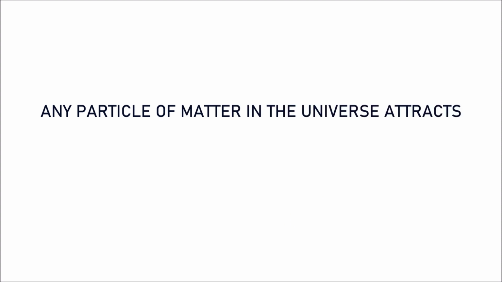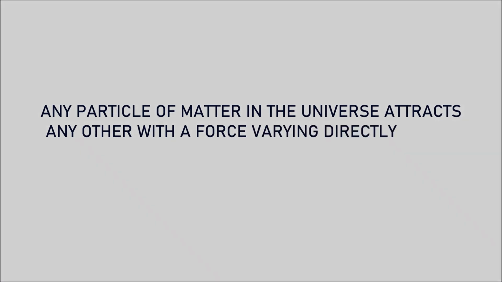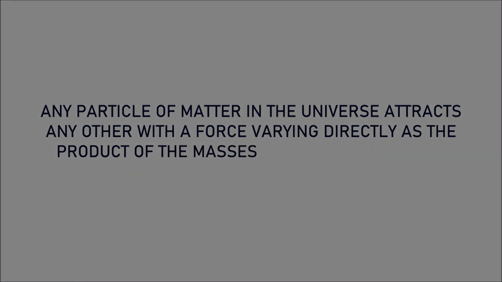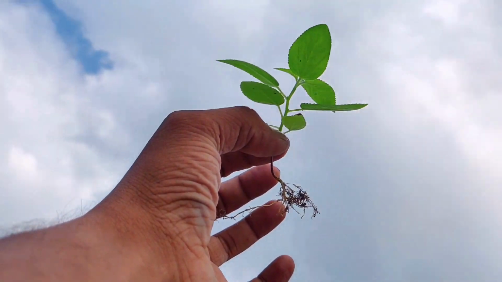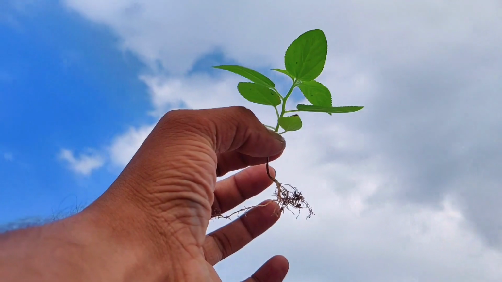Newton's law of universal gravitation states that any particle of matter in the universe attracts any other particle with a force varying directly as the product of the masses and inversely as the square of the distance. Confusing? Here's a question. Why would we need to read the whole definition when we are given the chance to learn and gain information while having fun?